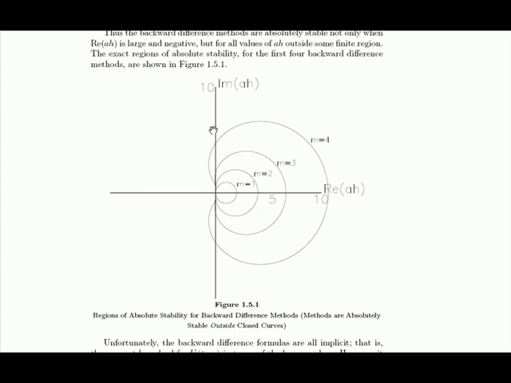Notice that the regions of absolute stability are the regions outside the closed curves. With the explicit methods, they were inside the closed curve. But here, for example, a backwards Euler, which is a backwards difference method with m equal to 1, is absolutely stable outside of this little circle here. Notice that they all are stable for all negative values of AH.